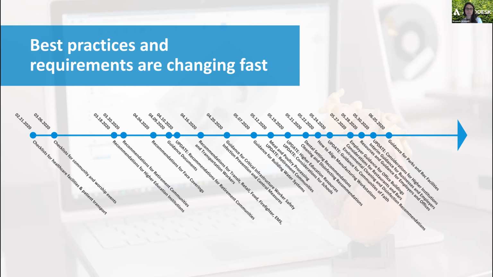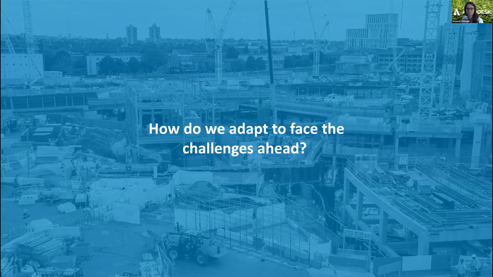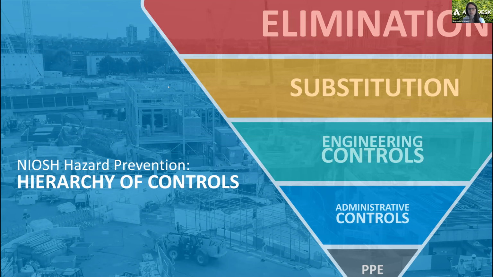The design and construction industry has a presence in some capacity with all industries and typologies. So this is really creating an overload of information and an endless cycle of modifications. So the big question really is, how do we adapt to face the challenges ahead? And first, it's about understanding what we can do.